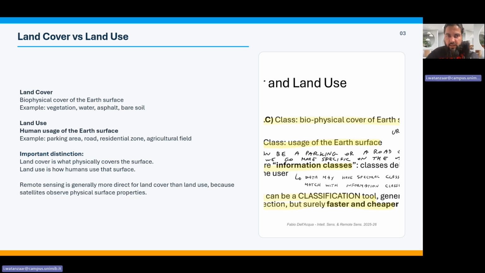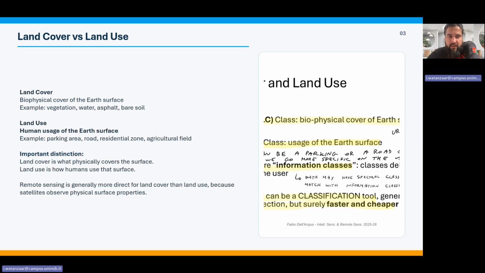What is land cover and land use? In short, land cover is the biophysical cover of the earth surface. Examples: vegetation, water, asphalt beds, and bare soil. So land cover is, you can consider, naturally covered with pre-built stuff. But land use is exactly the human usage of the earth surface. The areas in human usage start from parking areas, roads, commercial areas, residential blocks, and agriculture fields. So this is the slight differentiation between land use and land cover.